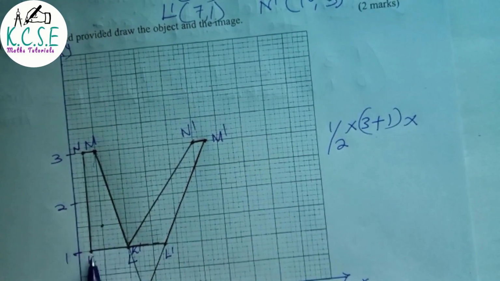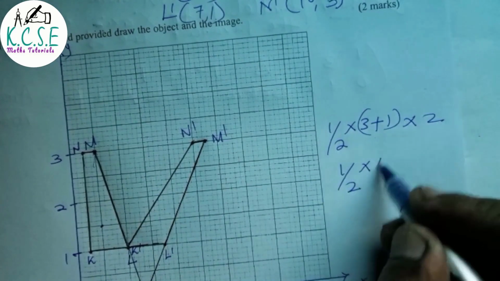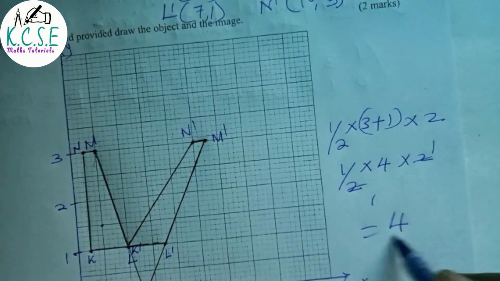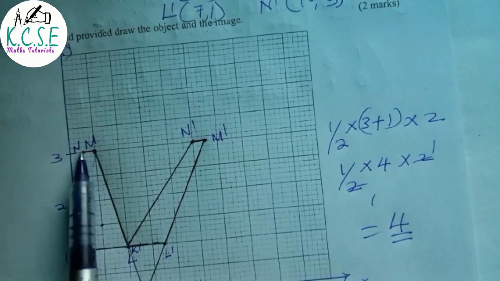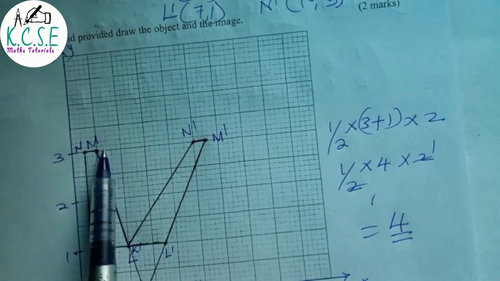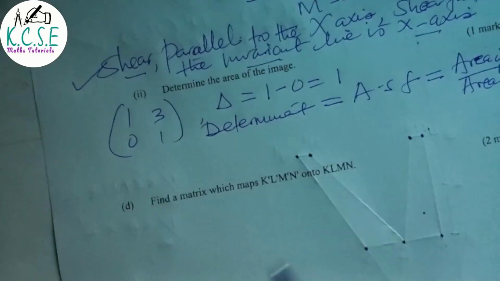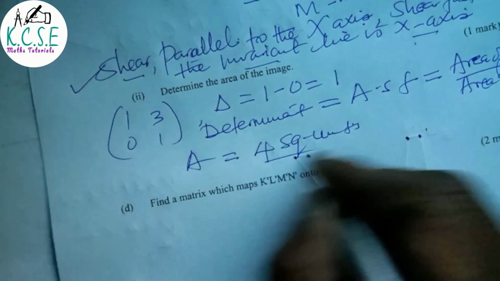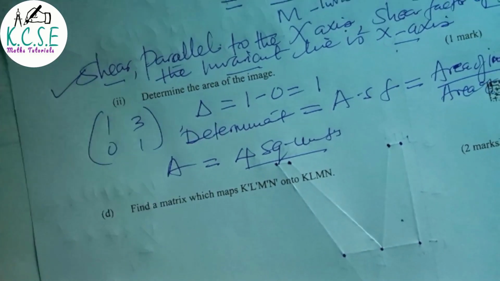The height is here, from 1, this is 1, 2, just 2. So this will give a half times 4 times 2, and so the area is 4 square units. This is a trapezium: half times the sum of the two parallel sides times the height. So therefore, the area is 4 square units. That is the area of the object, which will also be the area of the image.